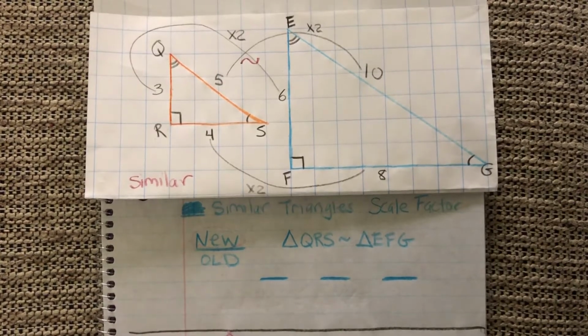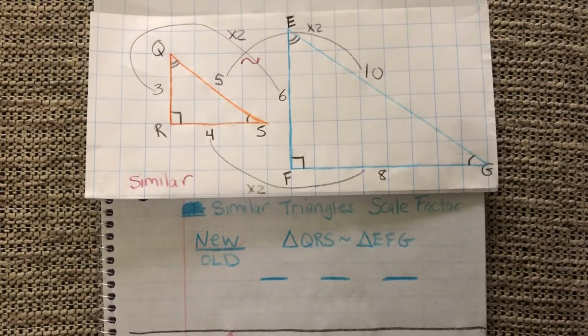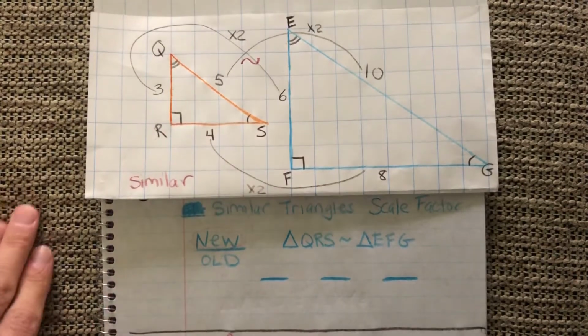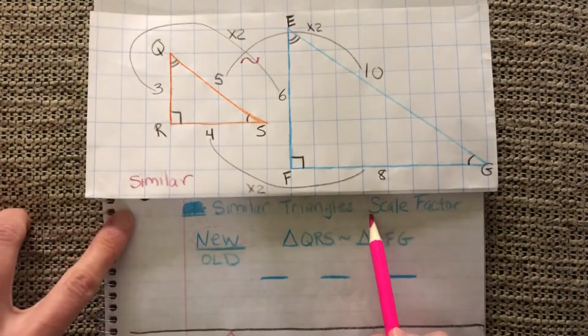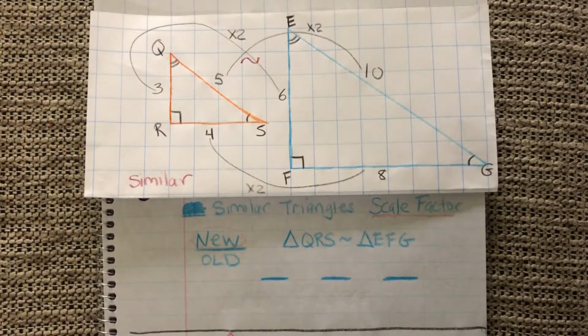So a couple of things that we should know about similar triangles. We know that in similar triangles, all corresponding angles are congruent, but the corresponding sides are proportional. And we are going to look at the scale factor in finding missing values of our triangles.